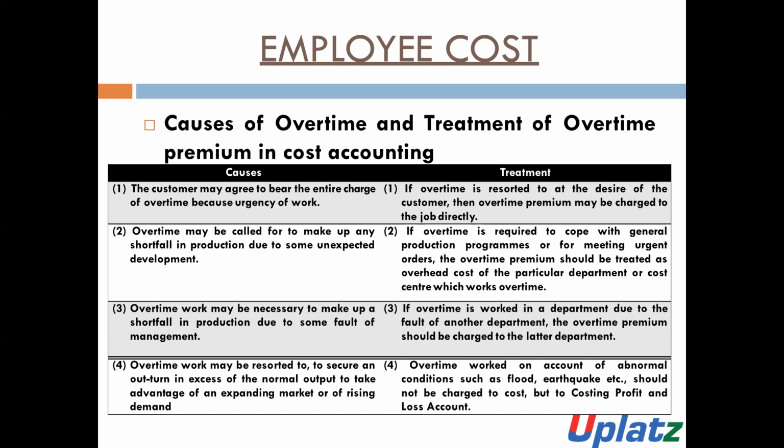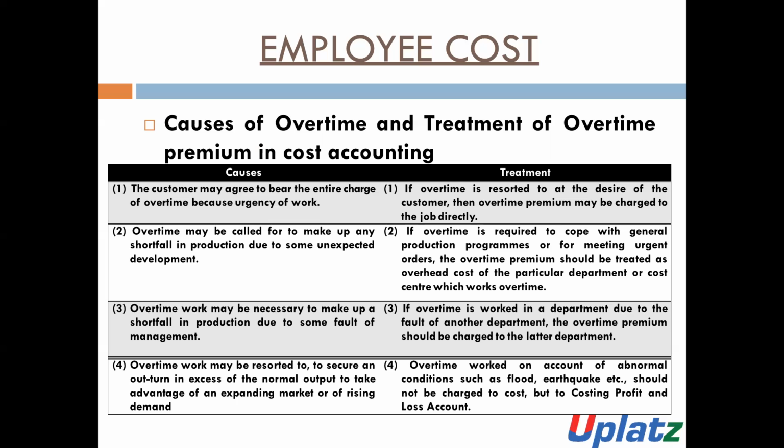When there is overtime necessary to make up a shortfall in production, and the shortfall arises due to some fault of management, the treatment will be as follows. If the overtime is worked in a department due to a fault of another department, then the overtime premium is to be charged to the other department.